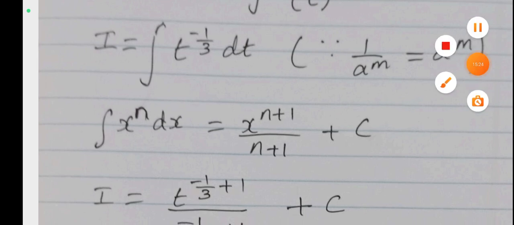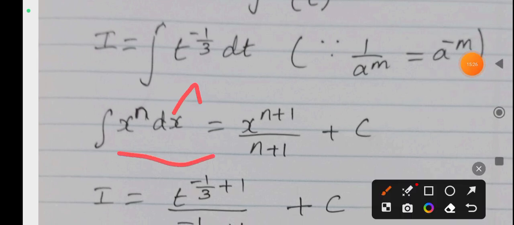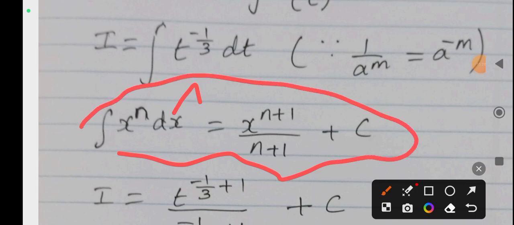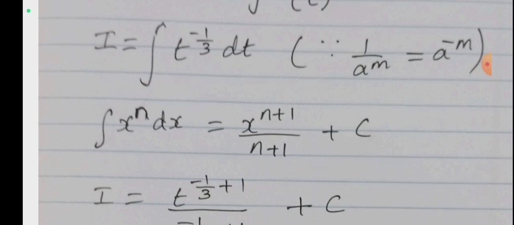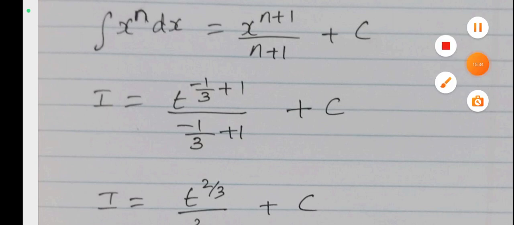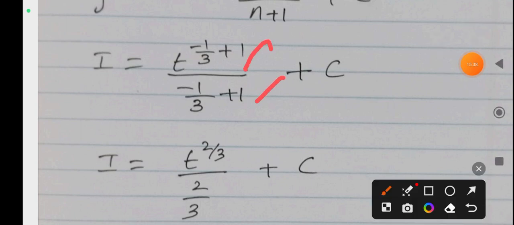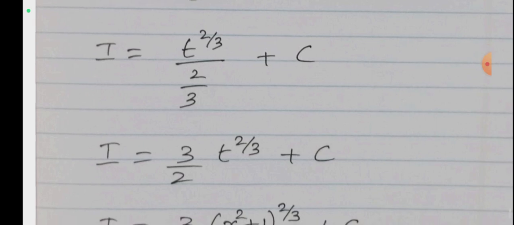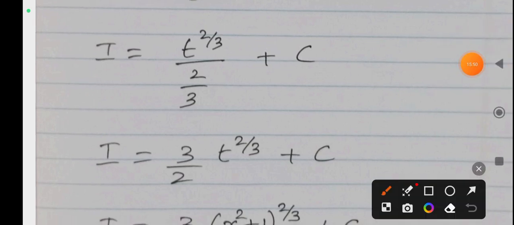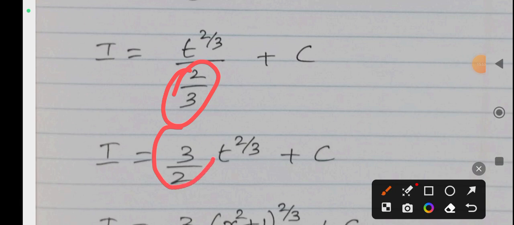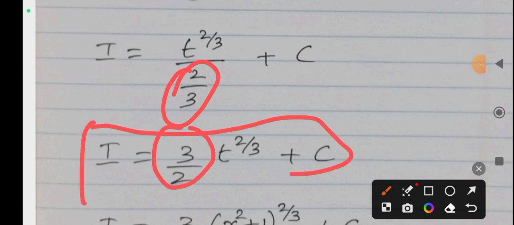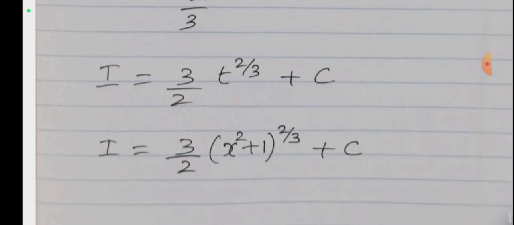We all know integral x power n dx is x power n plus 1 by n plus 1 plus c. So t power minus 1 by 3 we are integrating. Now what will we get? t power minus 1 by 3 plus 1 by minus 1 by 3 plus 1. If we take the LCM, 3 minus 1 we get 2. t power 2 by 3 by 2 by 3. Then the division 2 by 3 comes as 3 by 2. So I equals 3 by 2 t power 2 by 3 plus c.